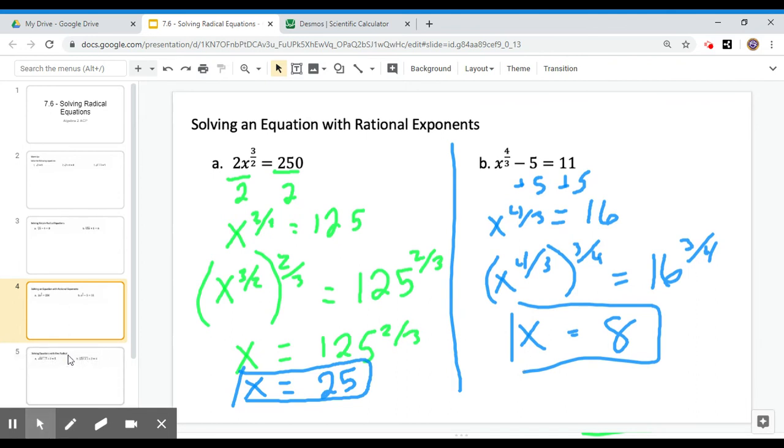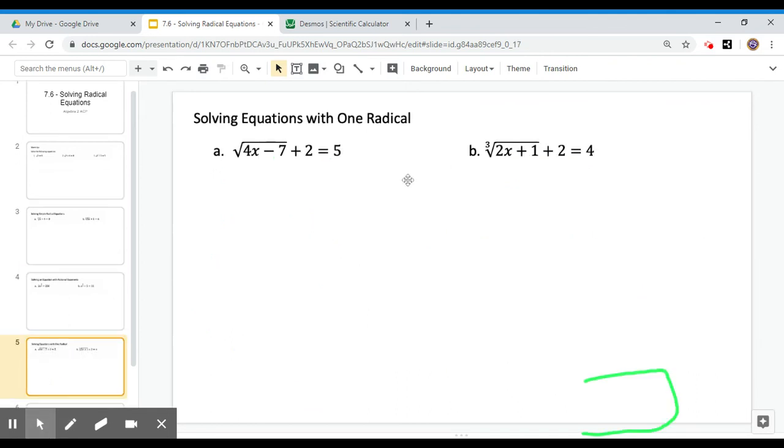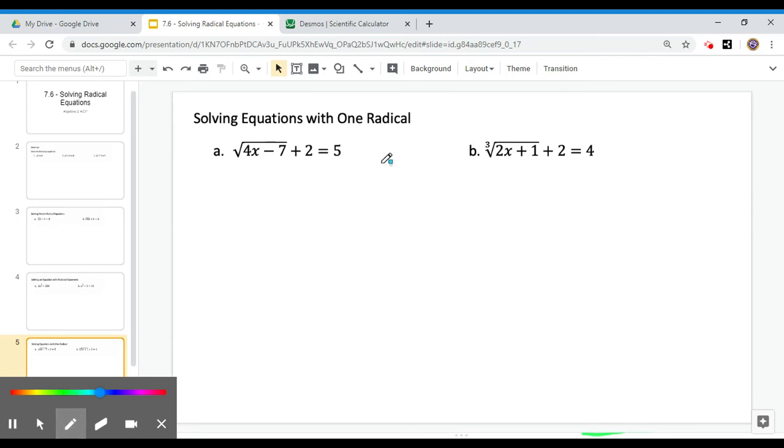All right. Next type of problem you might see. So these are just slightly more complicated. We've got a lot going on here. We have two things underneath the radical, two terms. We also have this +2 over here. But it's the same concept as before.